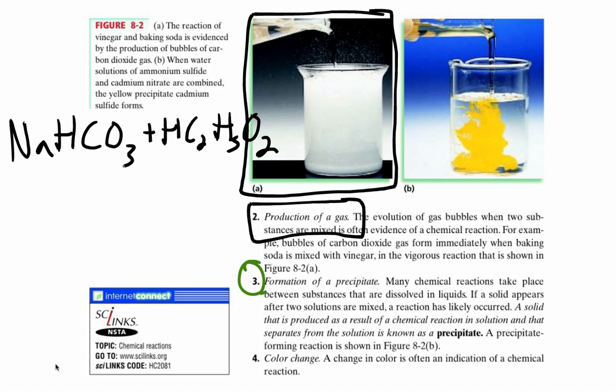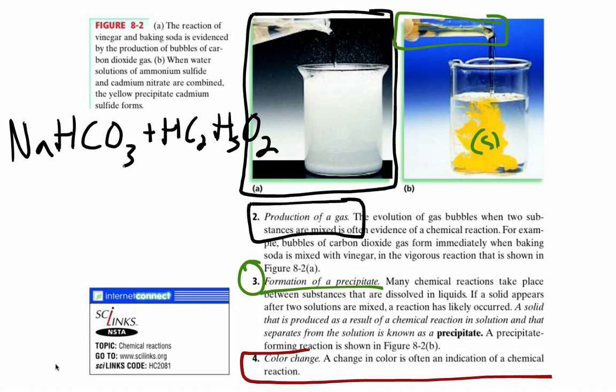Production of a precipitate is one we don't think of often, but sometimes when we mix two liquids, they'll form a solid. So this yellow substance coming out is actually a solid. It's called a precipitate. So if we mix two liquids, get a solid, that's a precipitate. That is evidence of chemical reaction. So a change in temperature, production of a gas, production of a precipitate, or a color change indicates evidence of a chemical reaction. Very briefly there.